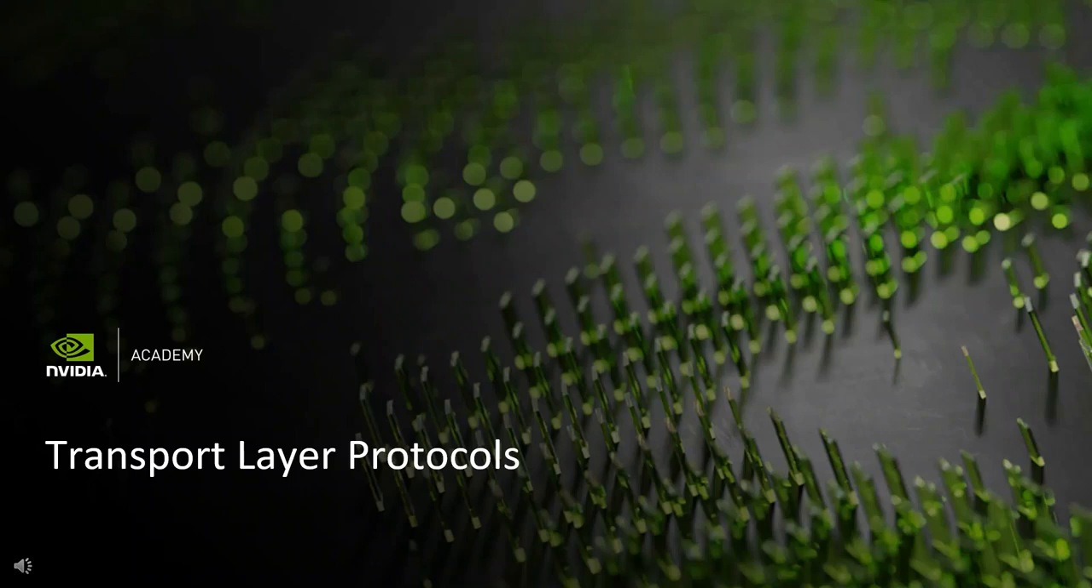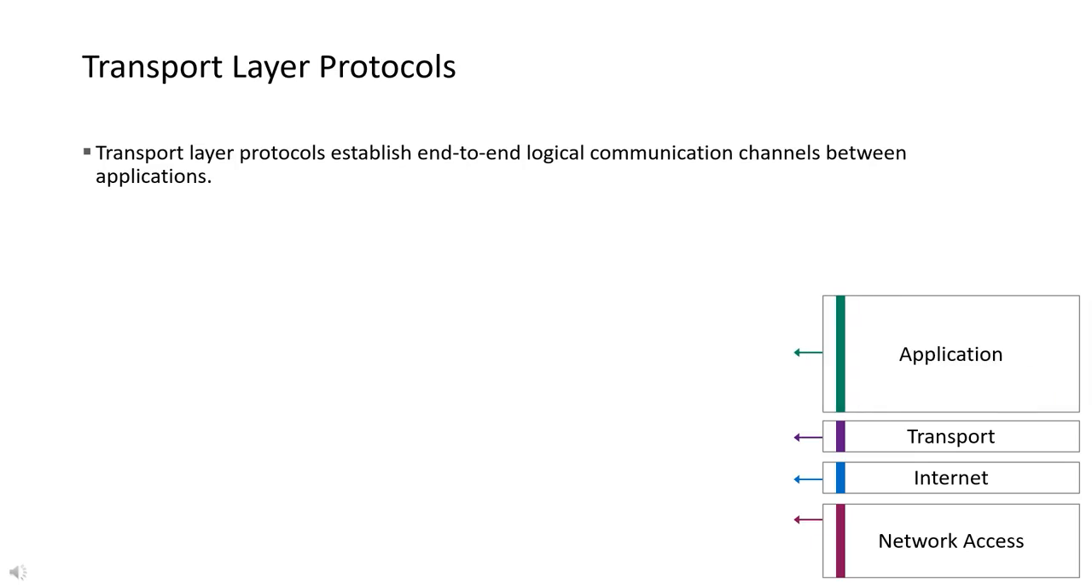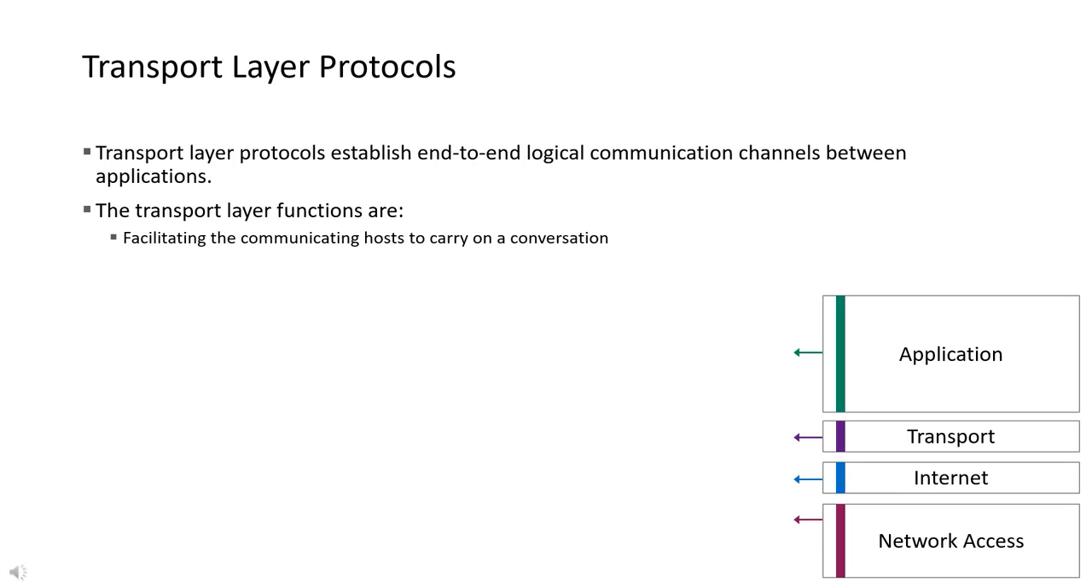We've seen that for communication between two applications to happen, the messages are formatted into an application layer protocol. The next step is for the application layer protocol to ask transport layer services. Let's see how it works. Transport layer protocols are responsible for establishing end-to-end logical communication channels between the source application and the destination application. The functions of the transport layer are facilitating the communicating hosts to carry on a conversation, providing an interface for the users to the underlying network.